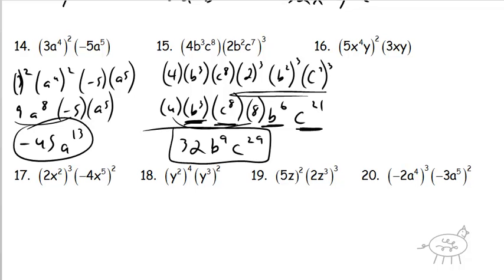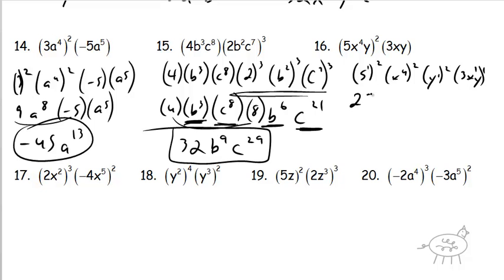All right, number 16, same idea. So it's going to be 5. It's just 5 squared. It's really 5 to the 1st squared if you want to put that. 5 squared, x to the 4th squared, and y to the 1 squared times 3xy. There's no exponent there, so I'm just going to write 3xy. But these are all to the 1st power.